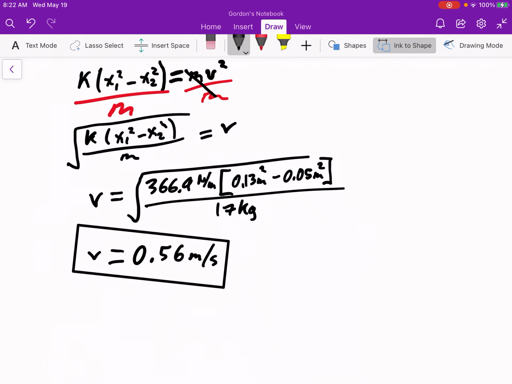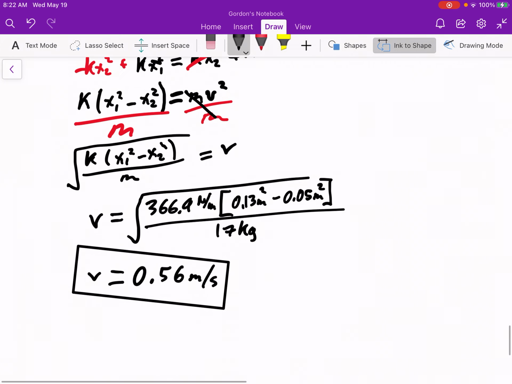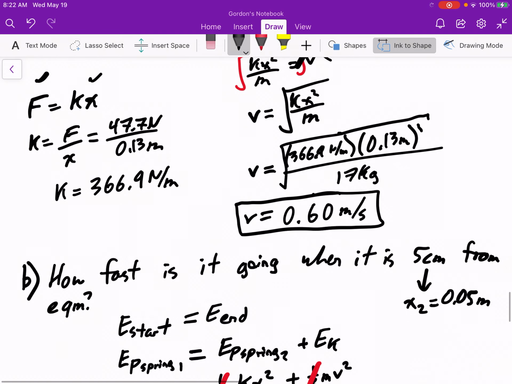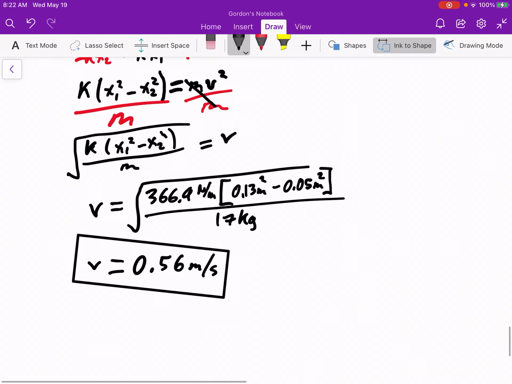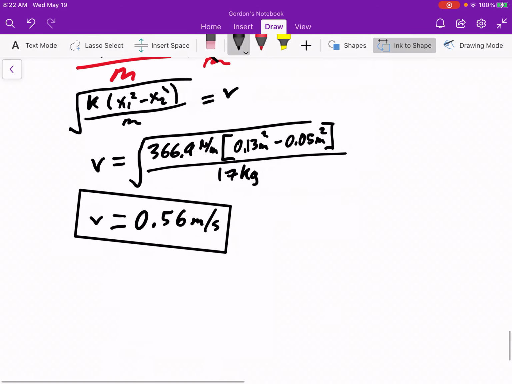So we're moving a little bit slower. Instead of moving at 0.6 meters per second, we're moving a little bit slower because there is still some energy left in the spring. So when it's 5 centimeters away from equilibrium, it's still accelerating. So by the time it gets to equilibrium, it's going to be going faster.